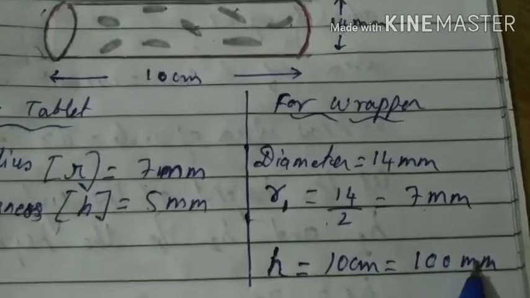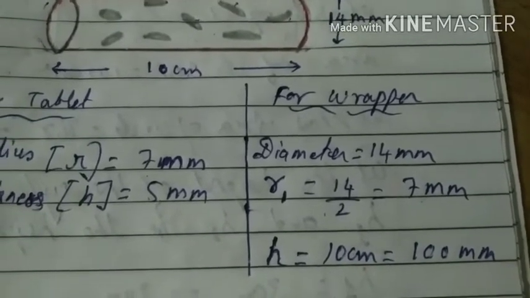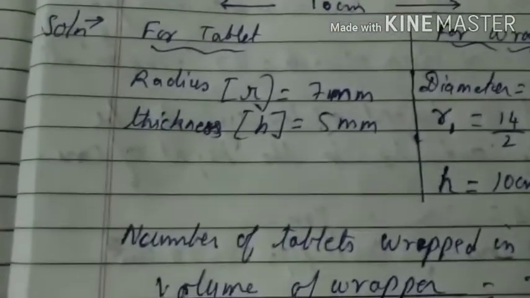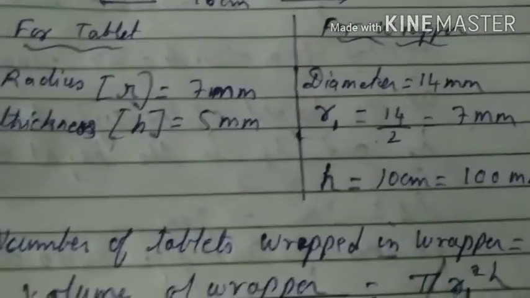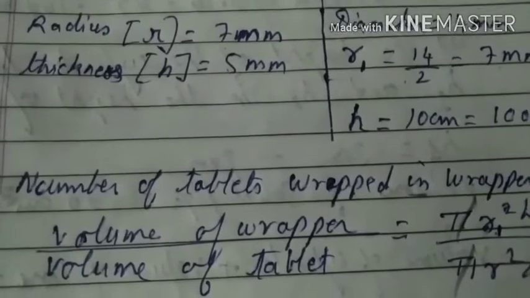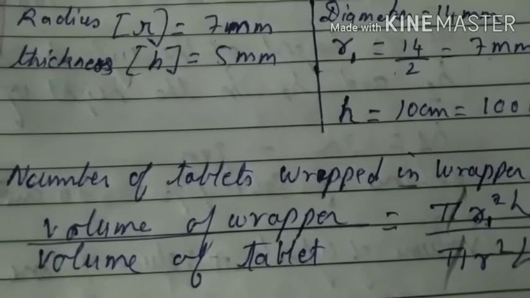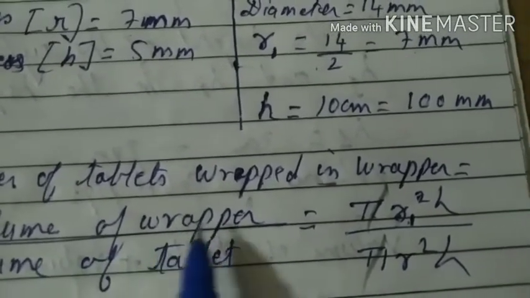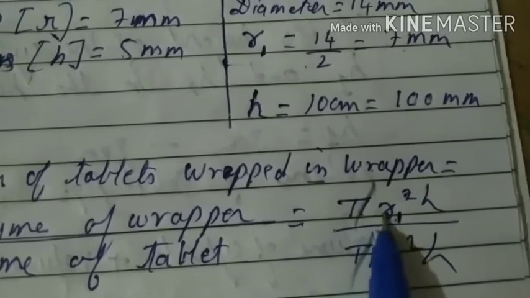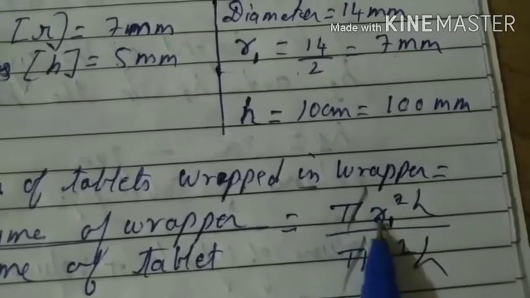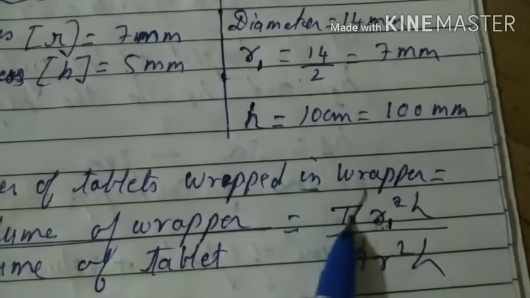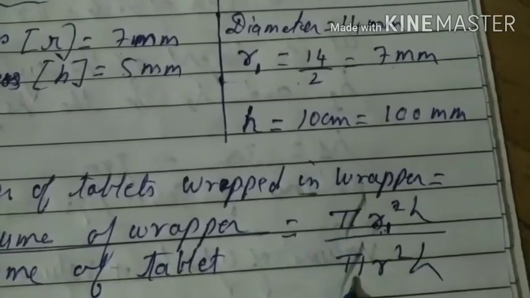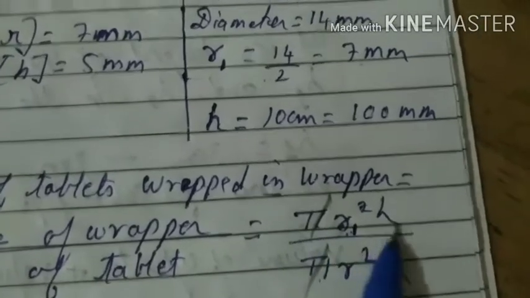Now we have to find out how many tablets can be wrapped in the wrapper, that is we have to divide. So see, the number of tablets wrapped in the wrapper will be equal to the volume of wrapper divided by the volume of tablet. The formula we are using for the cylinder is pi r square h. For the wrapper we are taking r1, so pi r1 square h upon pi r square h. You can see pi and pi get cancelled. Now I will substitute the values for it.